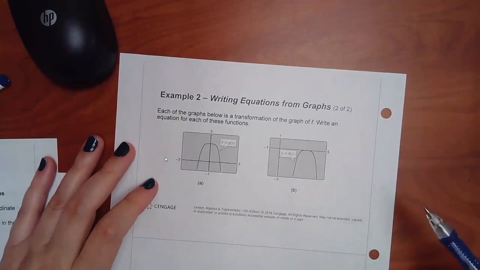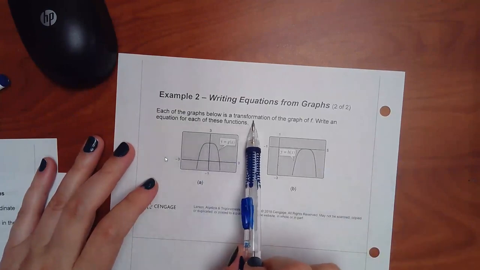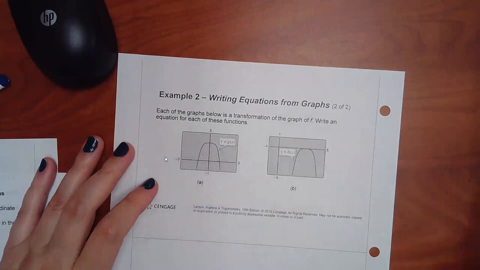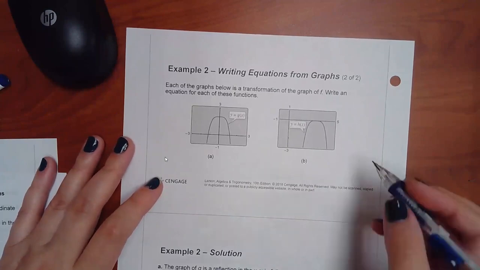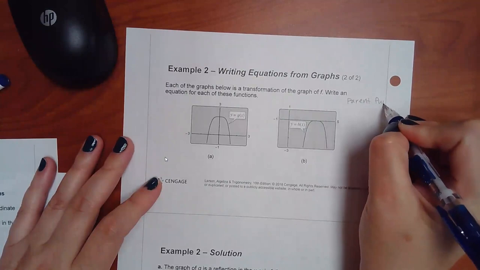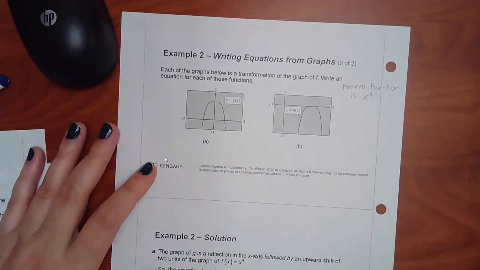If you look at, what is this saying? Each one of the graphs is a transformation of the graph of f, write an equation of each of these functions. Oh gosh. Okay, so they're giving us x to the fourth as our parent function. So the parent function is x to the fourth.